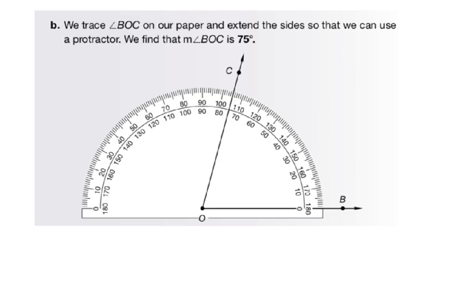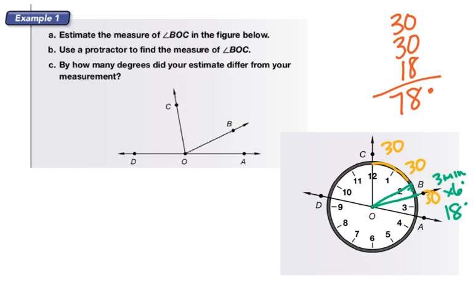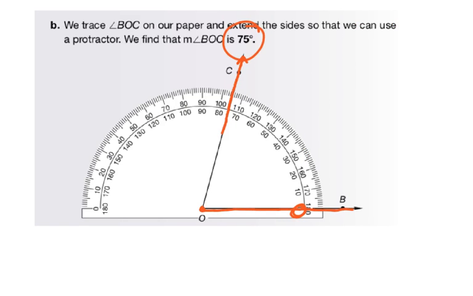If we look and take our protractor to the angle, and we put our protractor, our angle B, right at this 0 mark right here, and put our vertex right here, then as we measure up and see, it lands right at 75 degrees. So our estimate of 78 degrees was pretty close to the actual of 75 degrees.